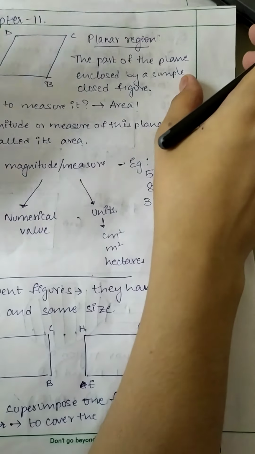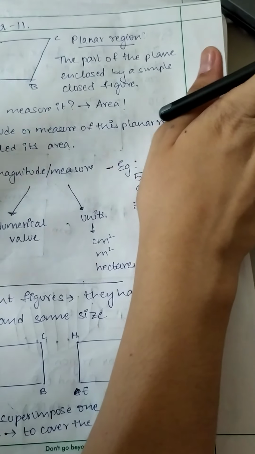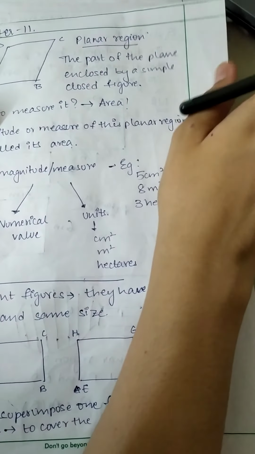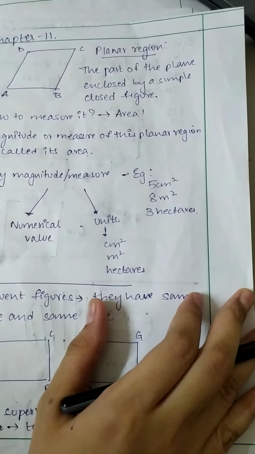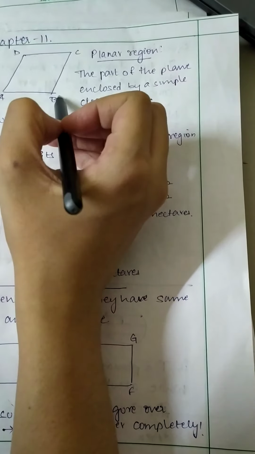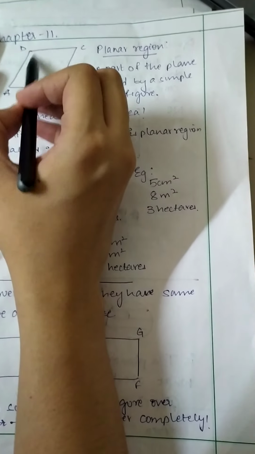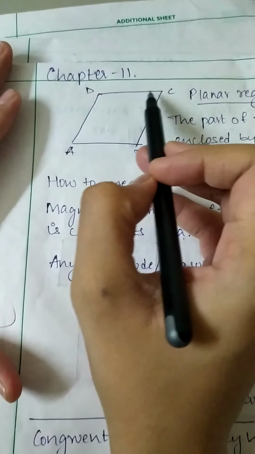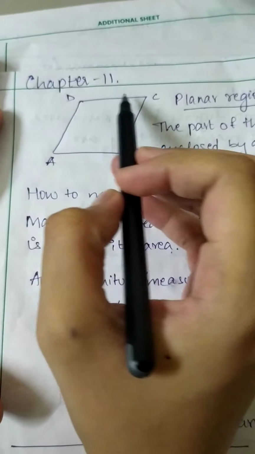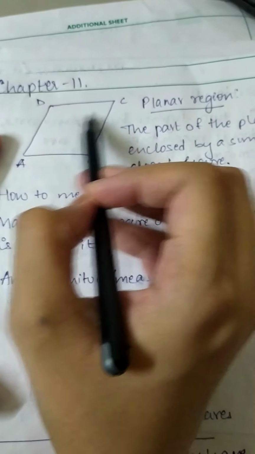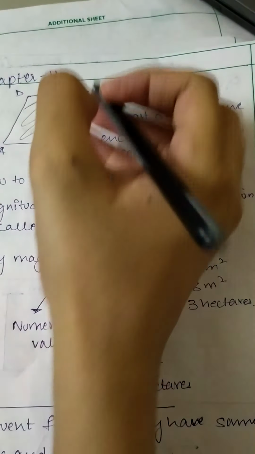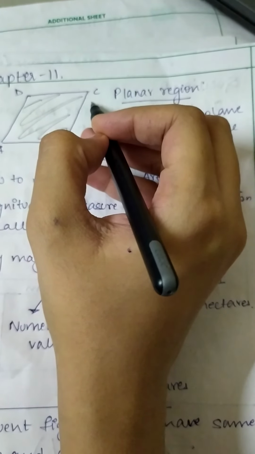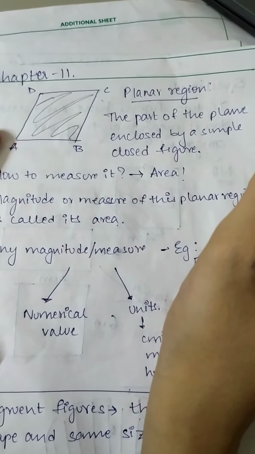So firstly, let's start off with something called a planar region. As you've studied before, the whole paper is a plane. Now I have a simple figure in this, A, B, C, D. This is a parallelogram. So the part of the plane that is occupied by this simple figure is called a planar region.